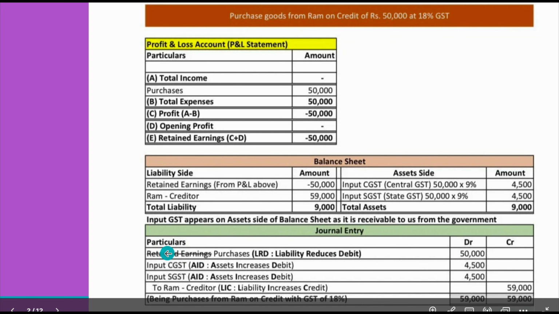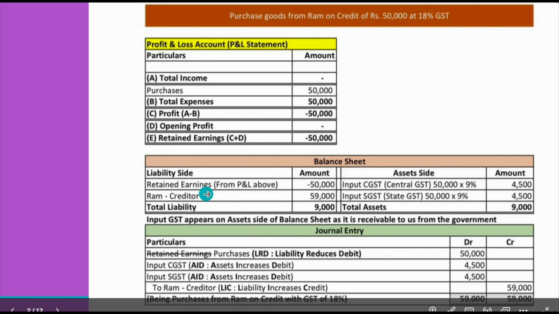However, whenever a journal entry is passed, you do not directly write the word retained earnings. Rather, you write a transaction which is affecting this retained earning, that is purchases in this case. You can check here in the profit and loss account. Now input CGST, assets increases debit, and hence 4,500. Input SGST, assets increases debit 4,500.